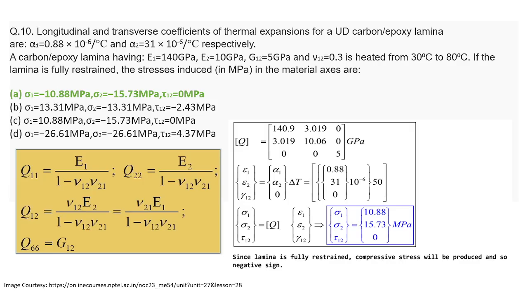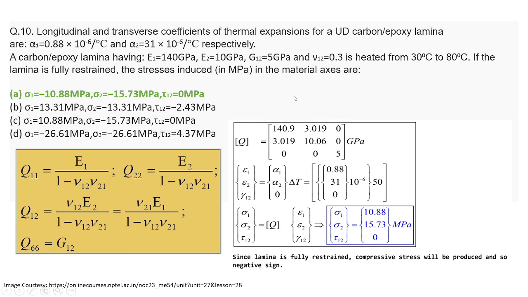Okay, the last question. The longitudinal and transverse coefficients of thermal expansion for a unidirectional carbon epoxy lamina are given respectively. The carbon epoxy lamina has E1, E2, G12 and mu12, all these values given. It is heated from 30 degrees Celsius to 80 degrees Celsius, so delta T is given. If the lamina is fully restrained, find the stresses induced in the material axis.